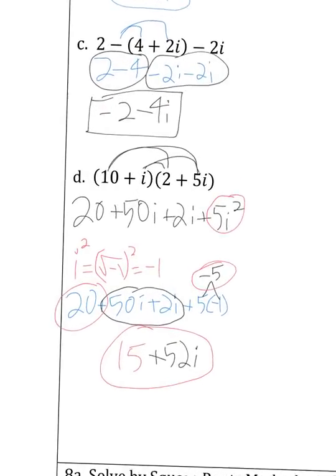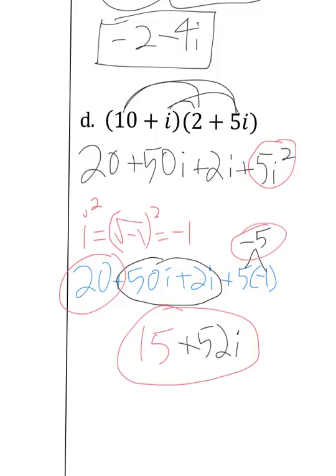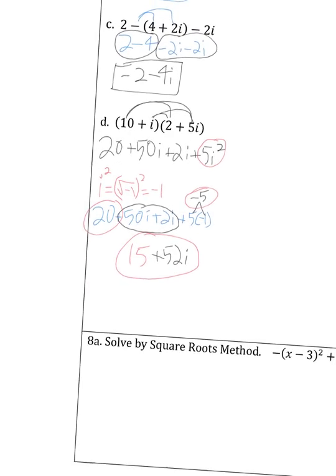So yeah, make sure you distribute when you're multiplying. You should have 4 terms when you multiply two binomials. And then i squared will turn into a -1. And so just multiply that number by -1. And that's the main takeaway on that one.